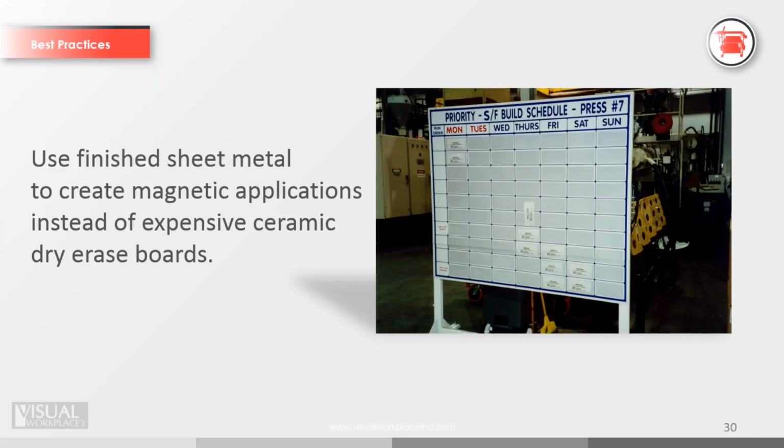This is an example. Sometimes I see a lot of dry erase boards in facilities. What I wanted to suggest here is this particular Kanban system, or scheduling system, wasn't going to be dry erase. They needed it to be magnetic. So we helped them get a magnetic material and saved them money, because they were sourcing a combination of dry erase and magnet. You can save a lot of money if you just need magnetic applications and use steel sheet metal signs as an option.